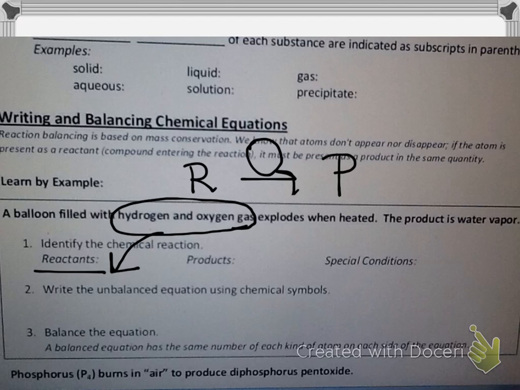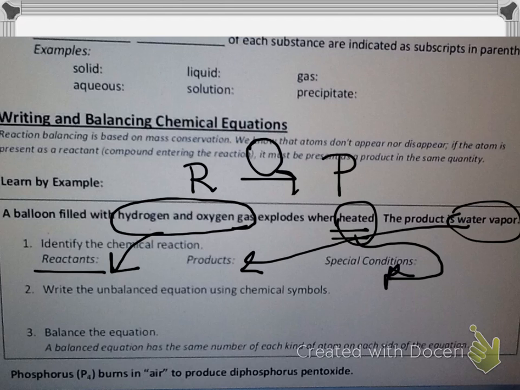Were there any special conditions in which putting hydrogen and oxygen gas together caused the explosion? There were. Notice that the reactants were heated. So our special condition is going to be heat. It says the product is water vapor. So water vapor is what is produced by the reaction. So let's write a chemical equation just to put the names of the compounds, reactants, and products in symbol form.